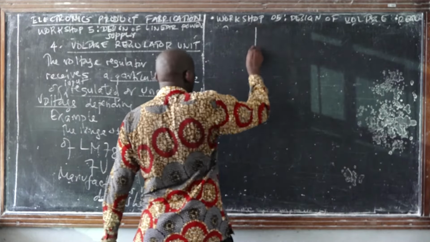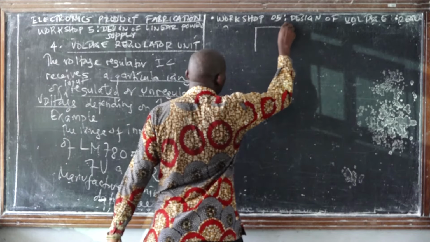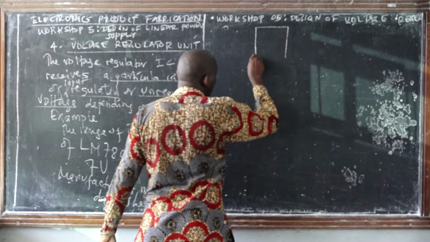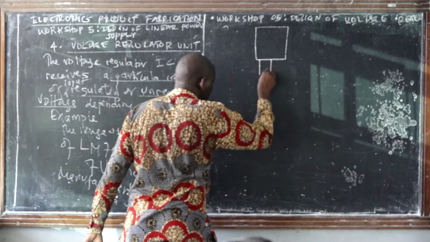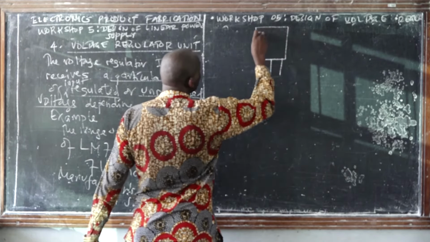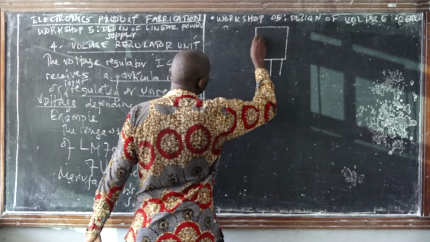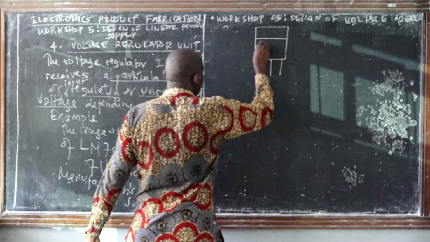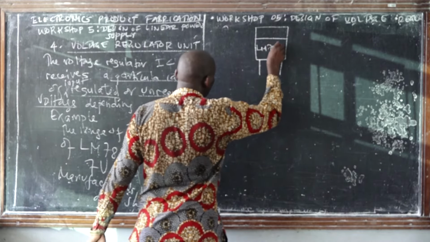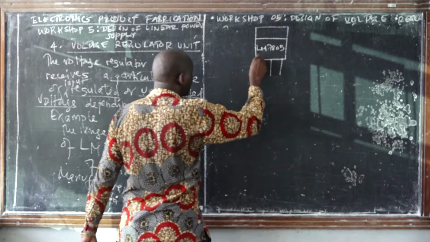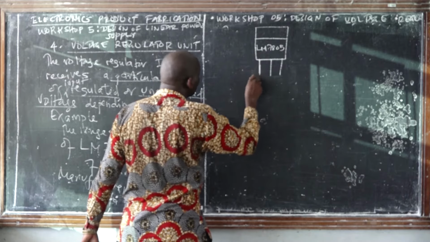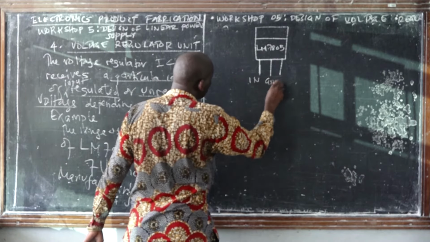This is the physical appearance of the voltage regulator. It's rectangular in shape. I gave you a photo of it. And then you can find that here it is written LM7805. Listen. When you look at this voltage regulator from this side, this is in, this is ground, this is out.